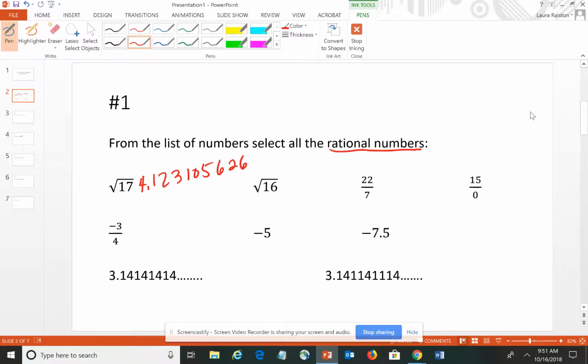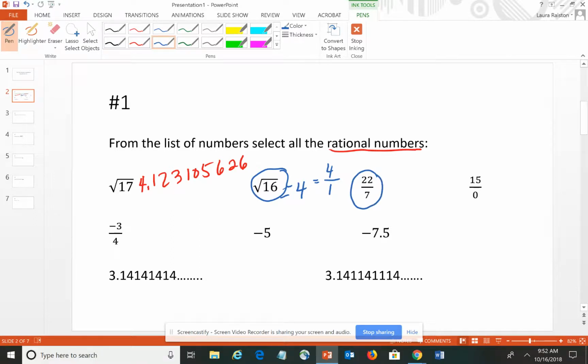The square root of 16 can actually be simplified, and it simplifies to 4, and then I can write 4 as a fraction because I can put it over 1. So the square root of 16 is a rational number. Hopefully it's obvious that 22 over 7 is a rational number because it is written as a fraction.